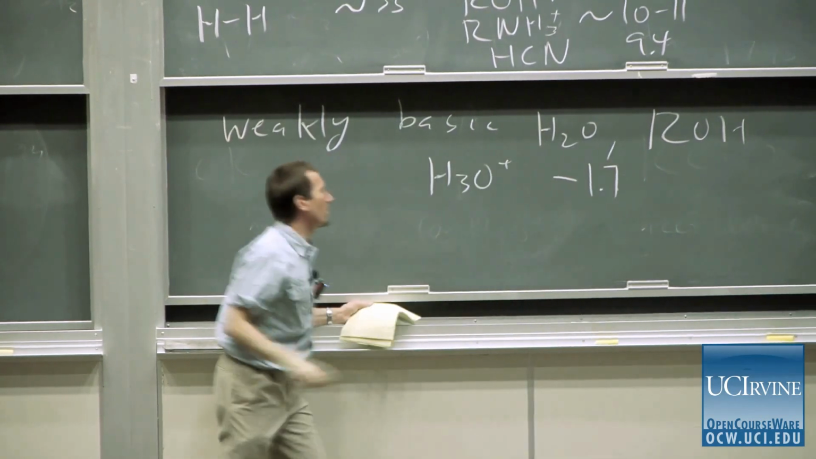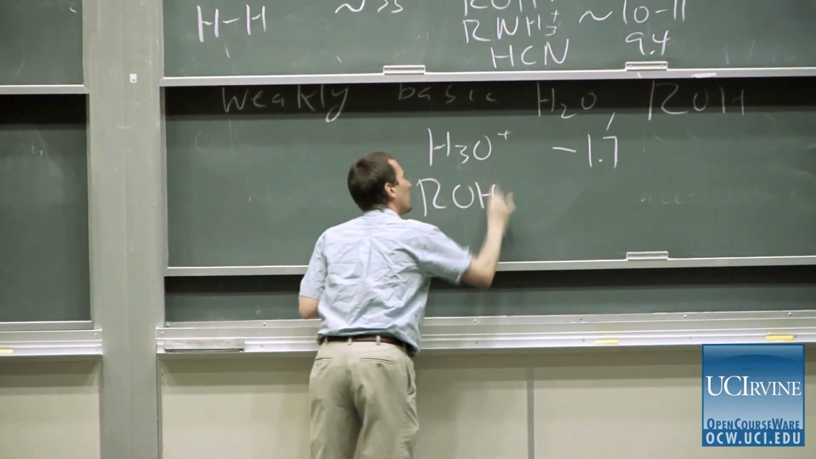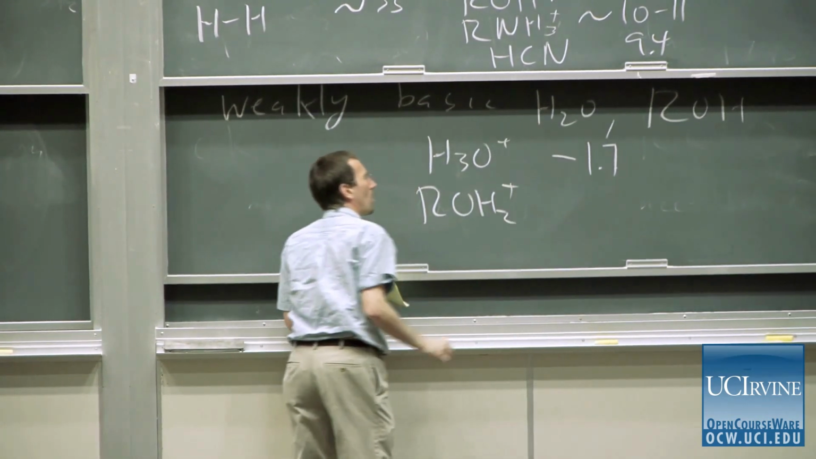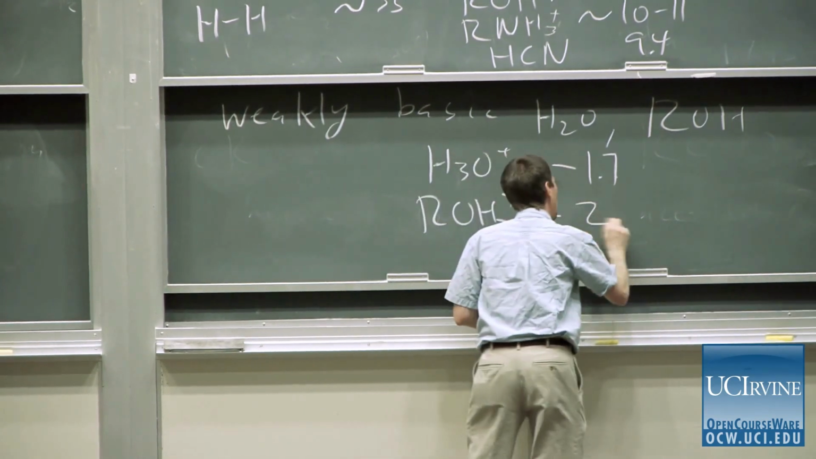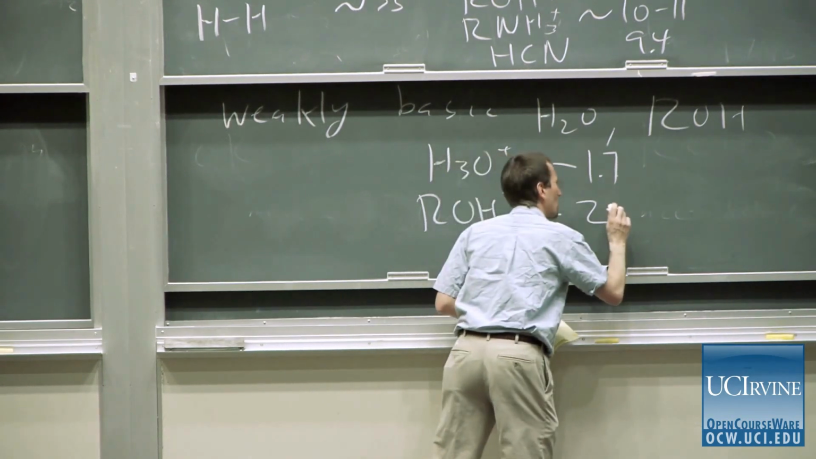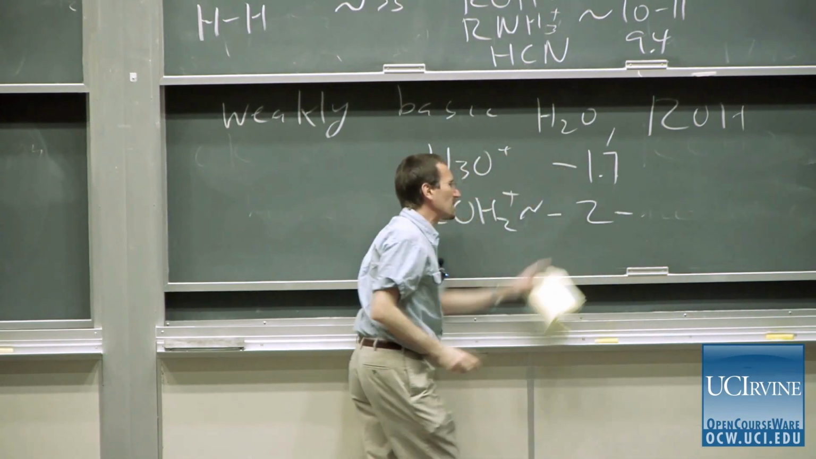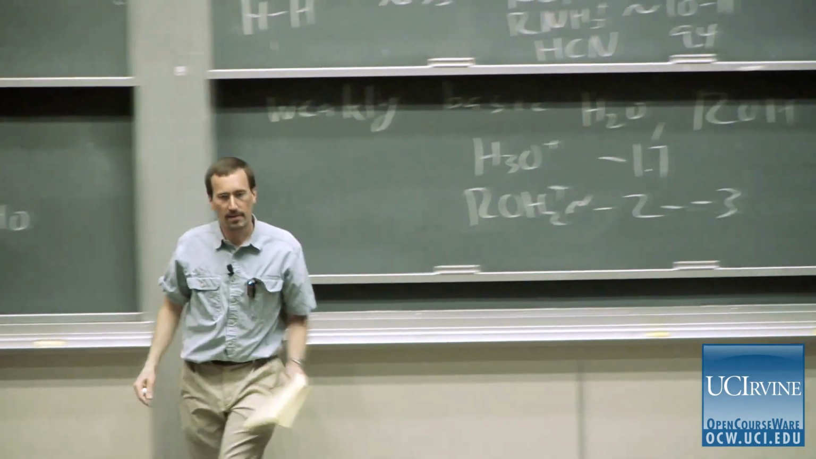If I want to think about the conjugate acid of an alcohol, the conjugate acid is ROH2 plus. Now we're talking negative 2 to, and again, these are approximate values, so I'll use a little tilde, approximately negative 2 to negative 3.